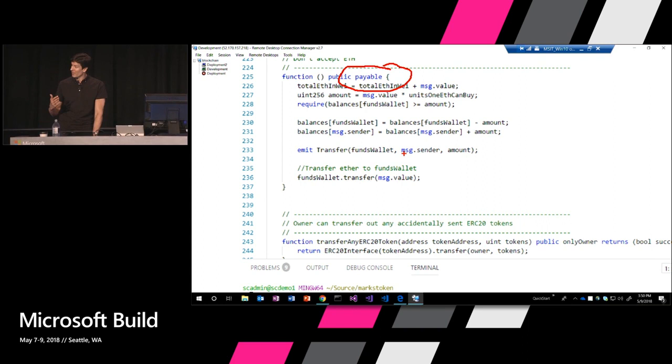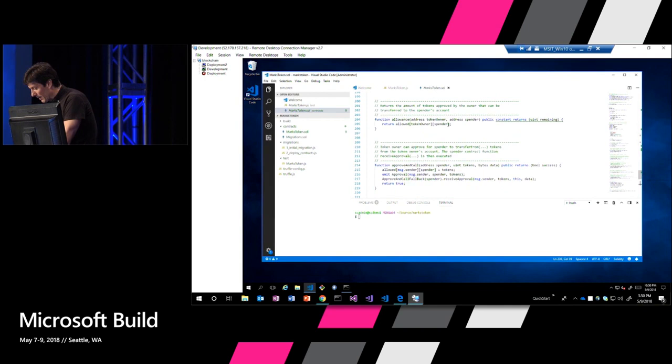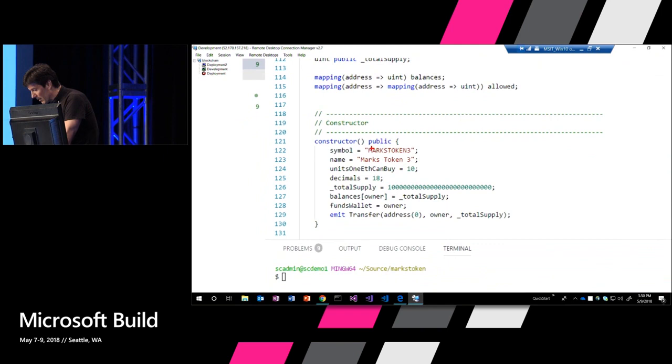The smart contract owner is by default the account that submitted the transaction to publish that smart contract on the blockchain. You can see I've got a constructor up here too, which defines the symbol, the name, the units one ether can buy. So if somebody gives this smart contract 10 ether, they get back 10 Mark's tokens. And then the total supply, I've made quite a big supply for myself, because I expect to raise a ton of money.